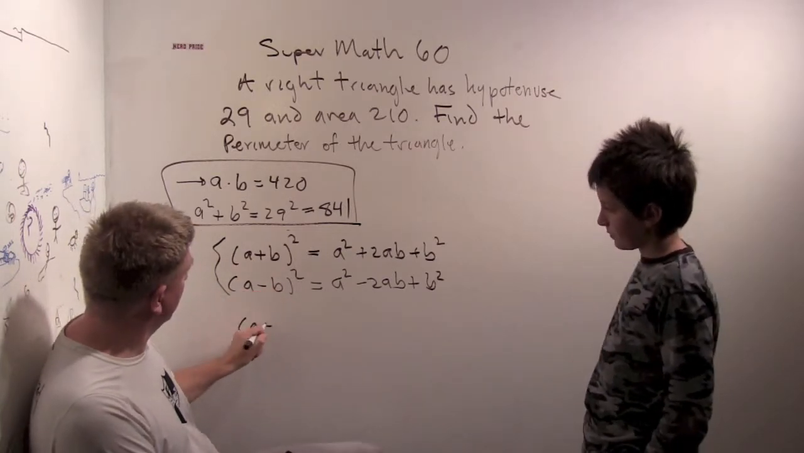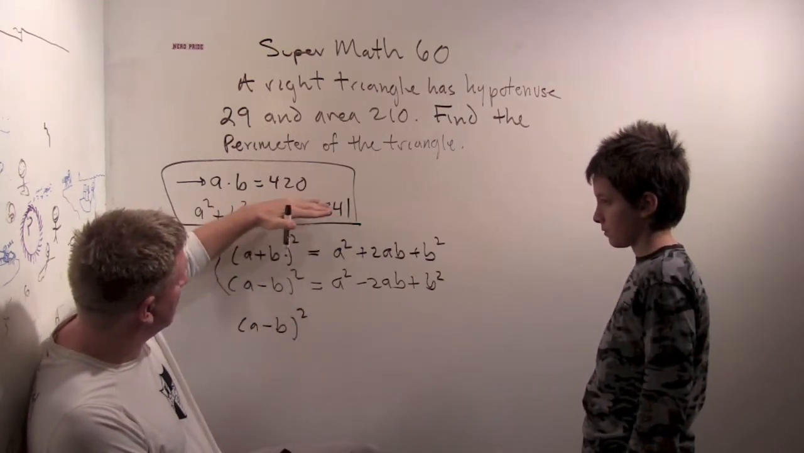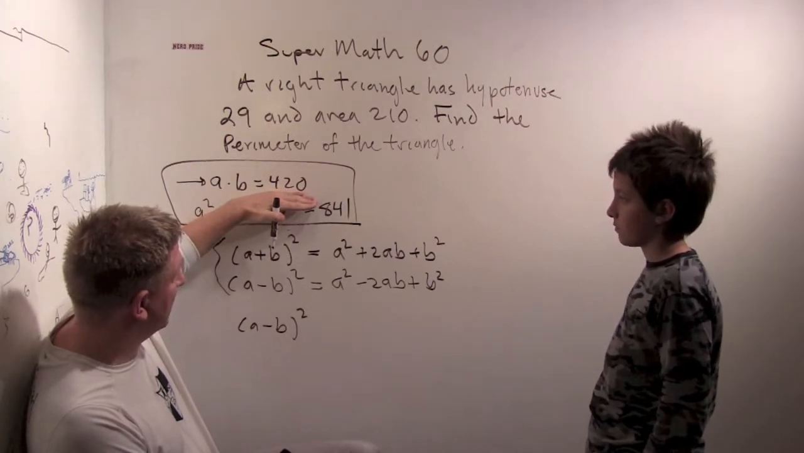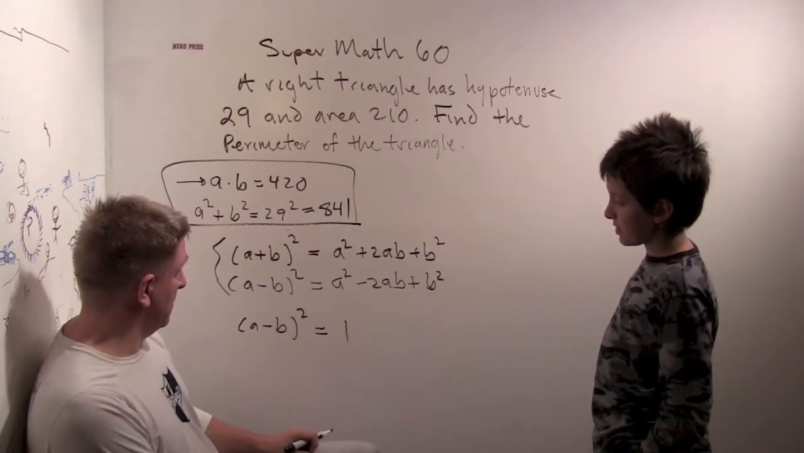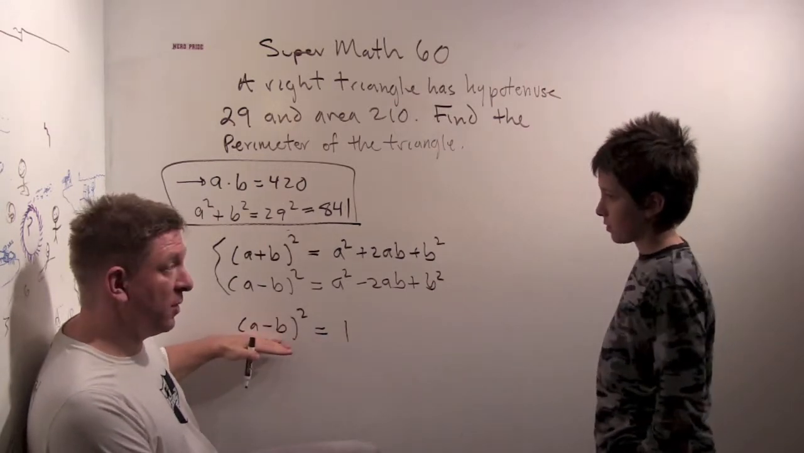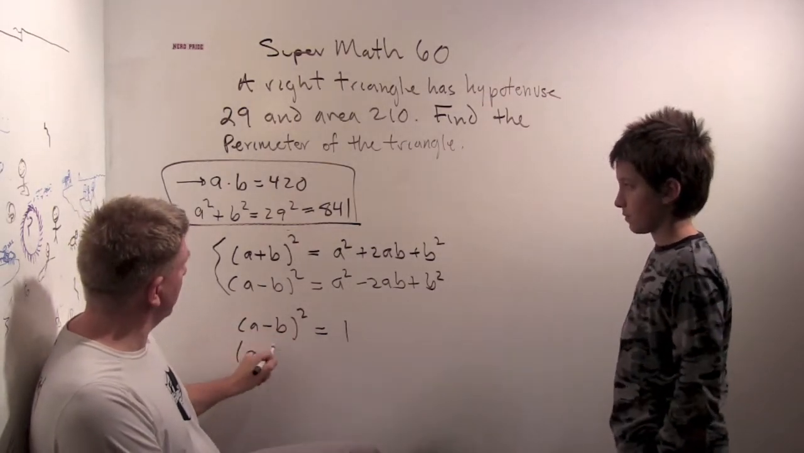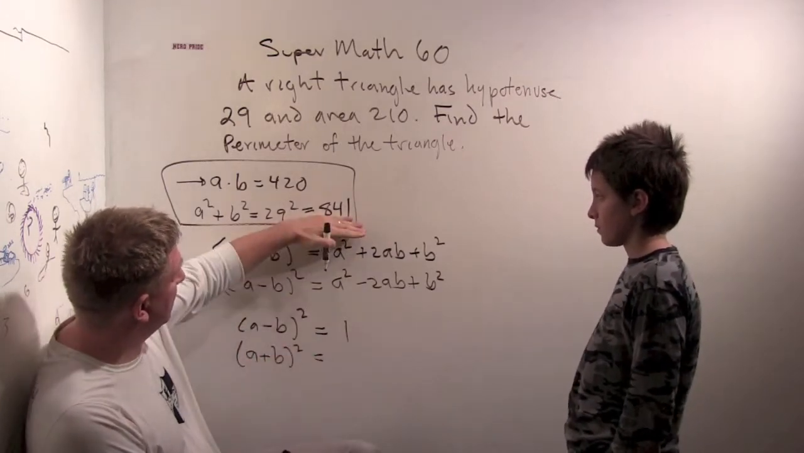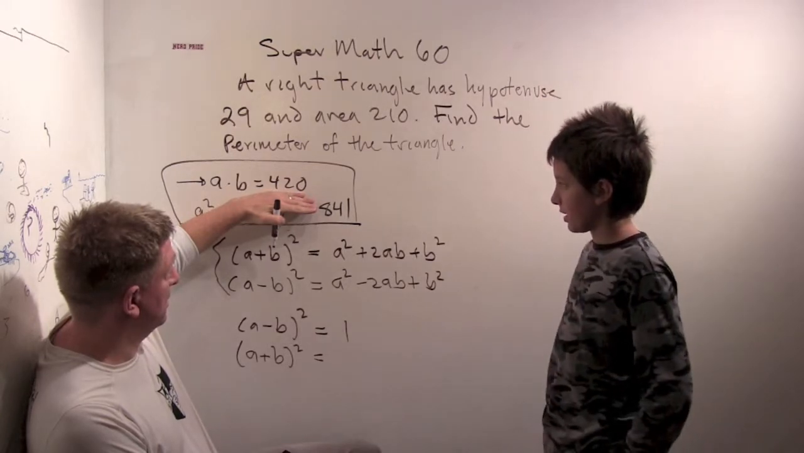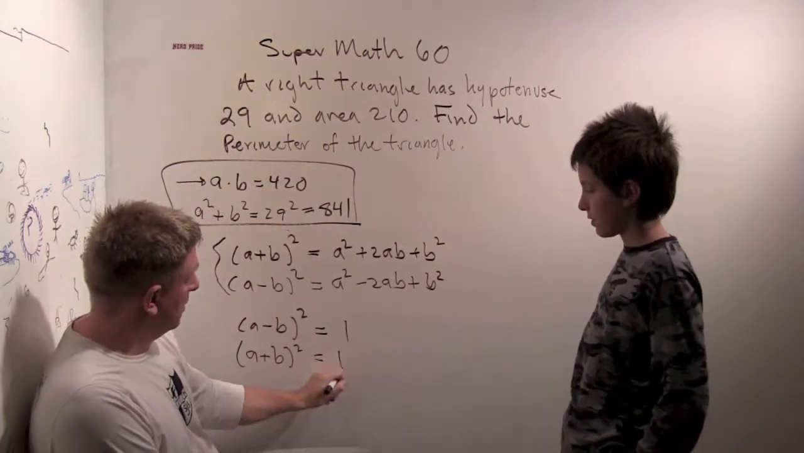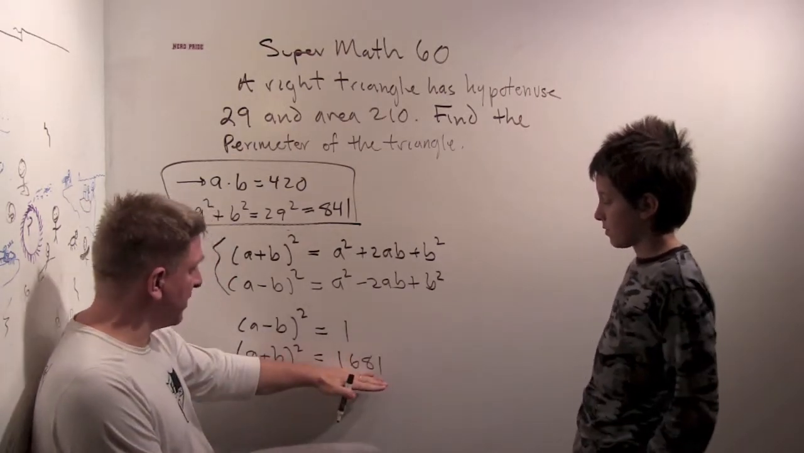I know that (a minus b) squared, from your picture before, is 841 minus 2 times 420, which is 840. (A minus b) squared is 1. So it means the side lengths differ by 1. Pretty interesting, right? I also know that (a plus b) squared is 841 plus 2 times this, so that's going to be 1,681.